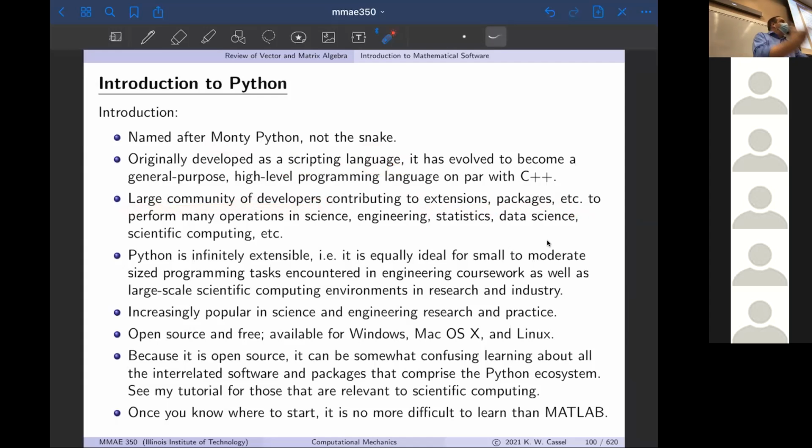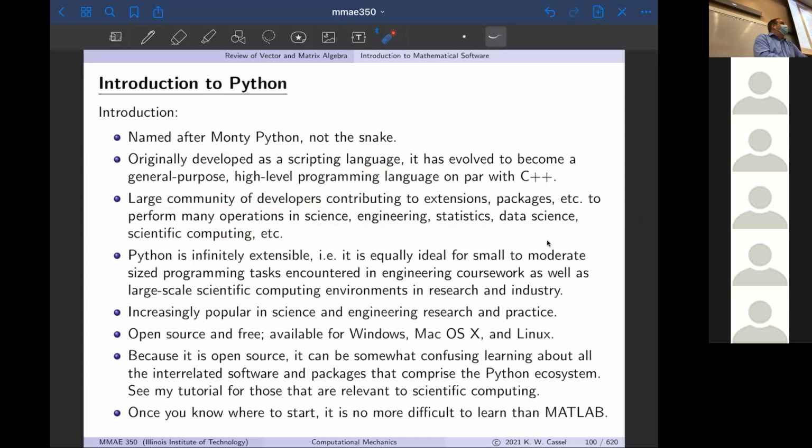So whatever field you work in, chances are there are other people around the world that are developing Python packages and libraries and so forth that are going to help you make your life easier. It is now to the point where whether you're a scientist, an engineer, a statistician, you work in data science or scientific computing, which would be the closest term to what we're doing, Python has numerous tools for you.